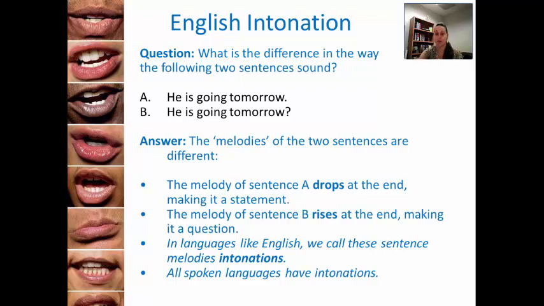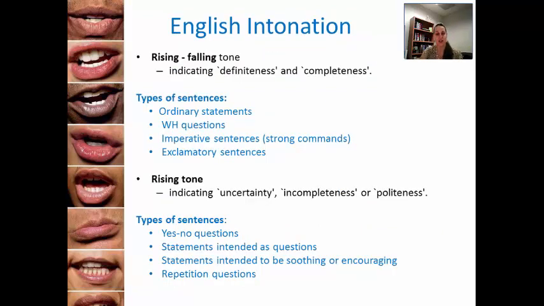And so all spoken languages have intonations. What these two intonations mean is that sentences that end with a falling tone, for example, he is going tomorrow, indicate that it's complete, or I am very certain about what I'm saying. There's no question involved. There's a definiteness or a completeness about it. The types of sentences that use this tone are ordinary statements, like the one I showed you, WH questions, commands, and also exclamations.